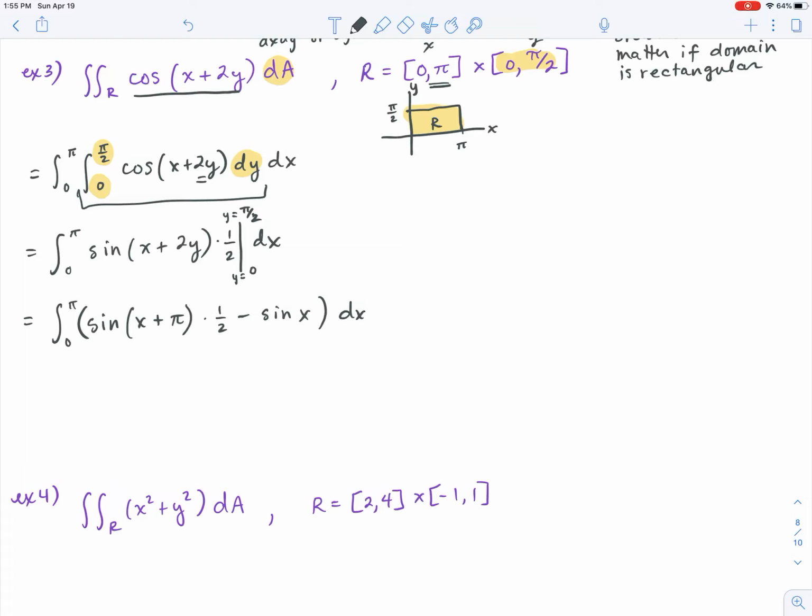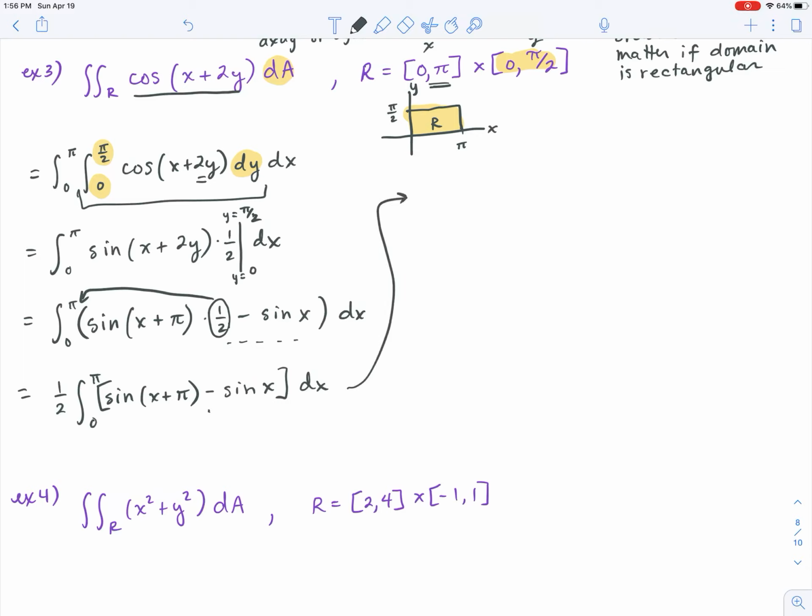I really need to put this 1/2 outside because it does affect this second part. So I'm going to go ahead and write it out here. 1/2 integral 0 to pi. And I don't think there's anything to clean up, but I just want to be careful. Sine of x plus pi minus sine x dx. And you do need these parentheses here because of the sum.